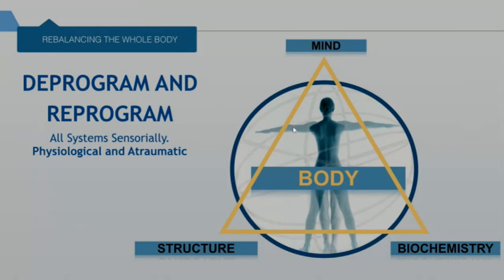Psyche, the structure, and the biochemistry. That means alimentation, intoxication, how we eat, how the body is cleaning. Because we cannot have a rehabilitation if we don't put all the things in balance. Normally, the rehabilitation is working in structure only.